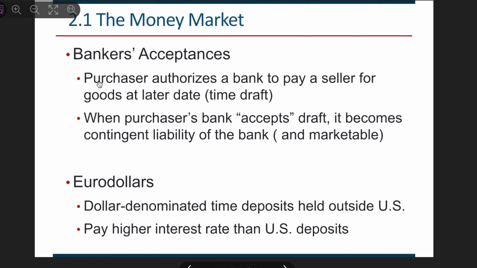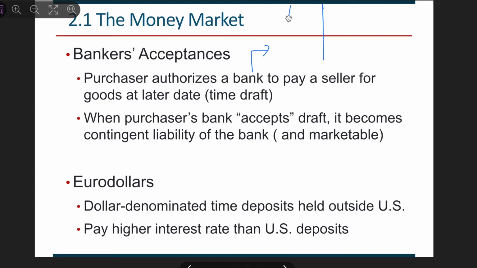So continuing the money market, we have the banker's acceptance. Let's read first: a purchaser authorizes a bank to pay a seller for goods at a later date. And when the purchaser's bank accepts the draft, it becomes a contingent liability of the bank. So what is this, right? This is when you are transacting in foreign countries.